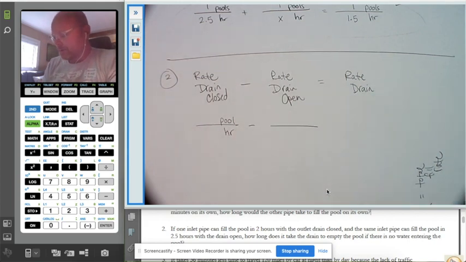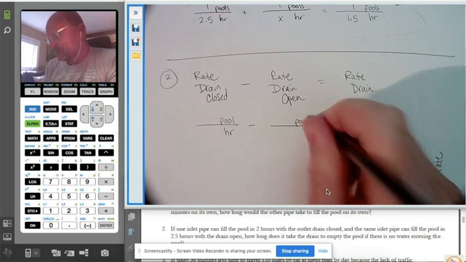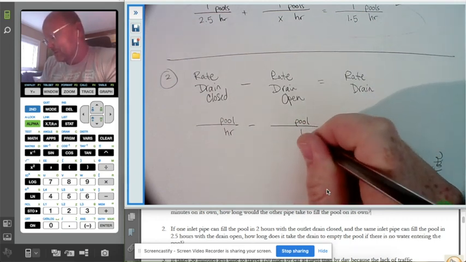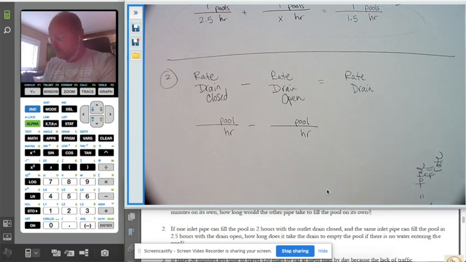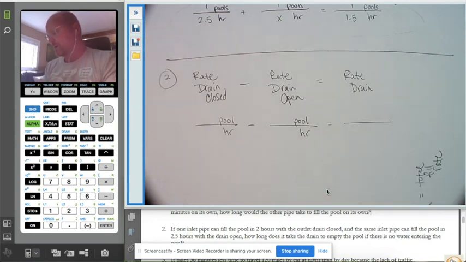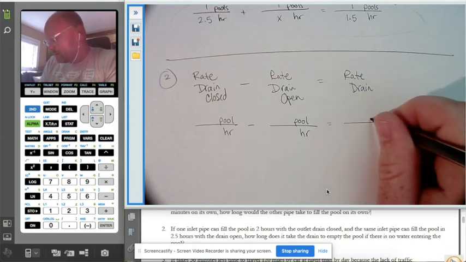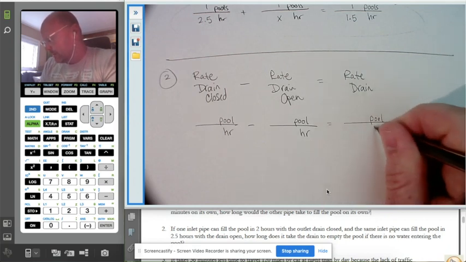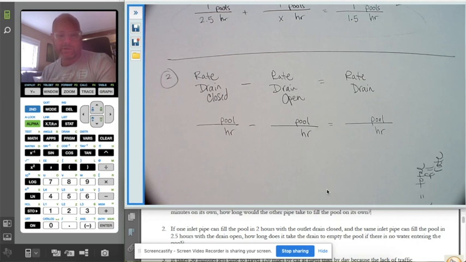Keeping the drain open means I'm going to be able to fill up some number of pools in a certain number of hours, but it's going to be a slower time. And then the difference in those two rates is going to be like the rate at which the pool could drain. And that'll also be in pools per hour. So let's plug in the numbers.